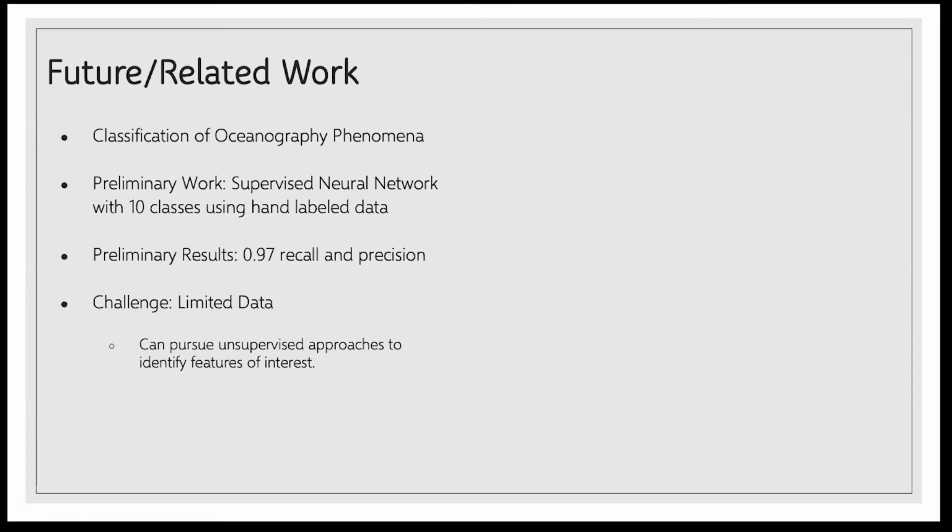But we see the challenge of limited data, because although we have such extremely large data sets in terms of images, it's harder to come across hand-labeled data because they take a lot of time to label and crop. That's one of the challenges we face. And we can maybe tackle this issue by pursuing unsupervised approaches to extract features of interest without hand labels.